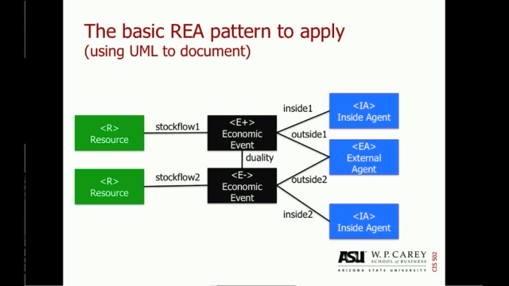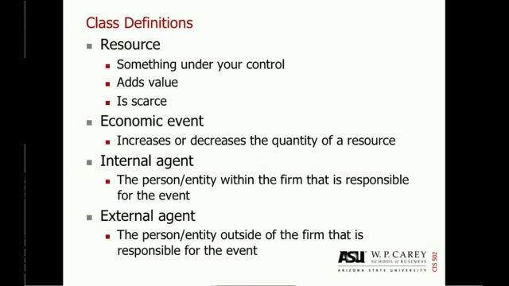Now, it doesn't matter that the resources are on the left and the agents are on the right. It doesn't matter which economic event is on top of the other. These models aren't read left to right or up and down. It's the associations between the classes that really matter, where we just say this is related to another class within the model. So let's go into it a little bit more.